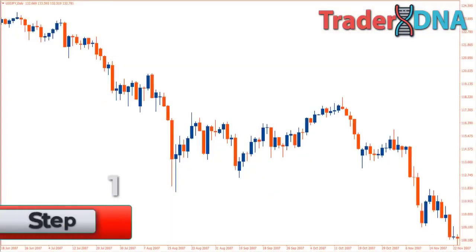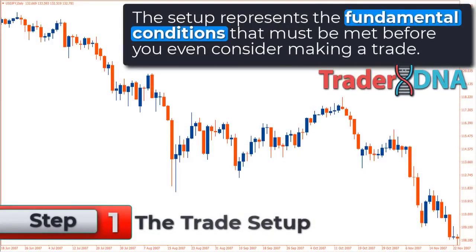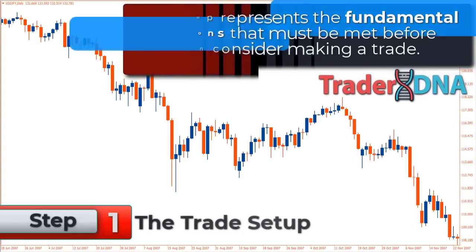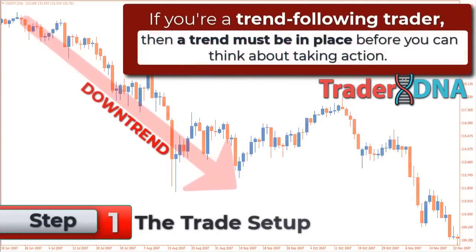Step number 1. The trade setup. The setup represents the fundamental conditions that must be met before you even consider making a trade. For instance, if you're a trend-following trader, then a trend must be in place before you can think about taking action. Your trading plan should clearly outline what constitutes a tradable trend for your specific strategy, which will help you avoid making impulsive trades when a trend isn't present. Essentially, the setup is your justification for trading.